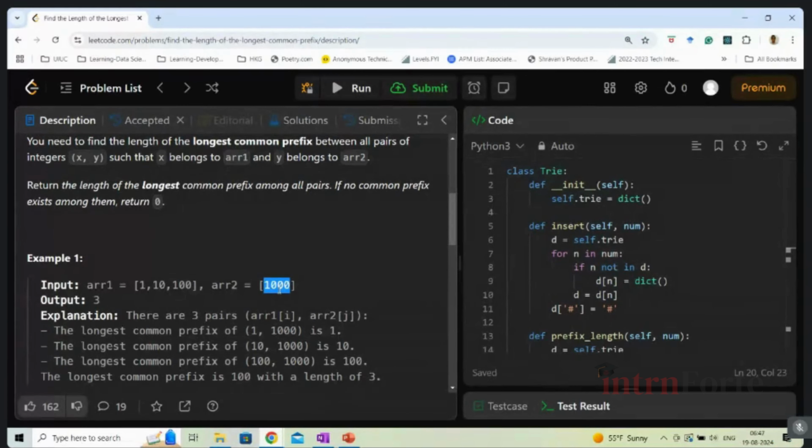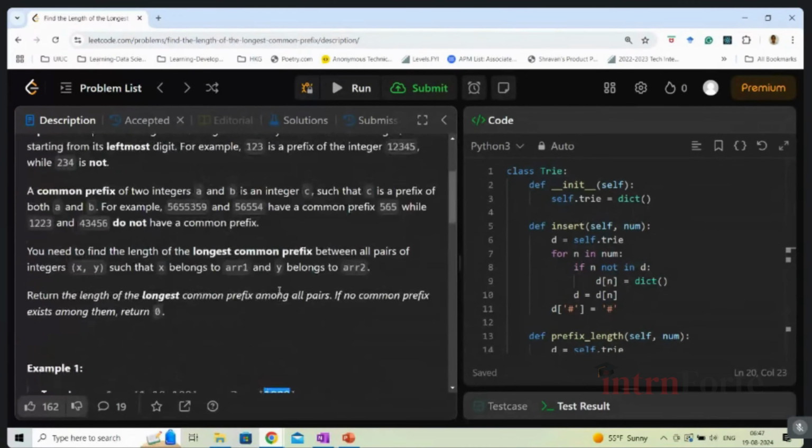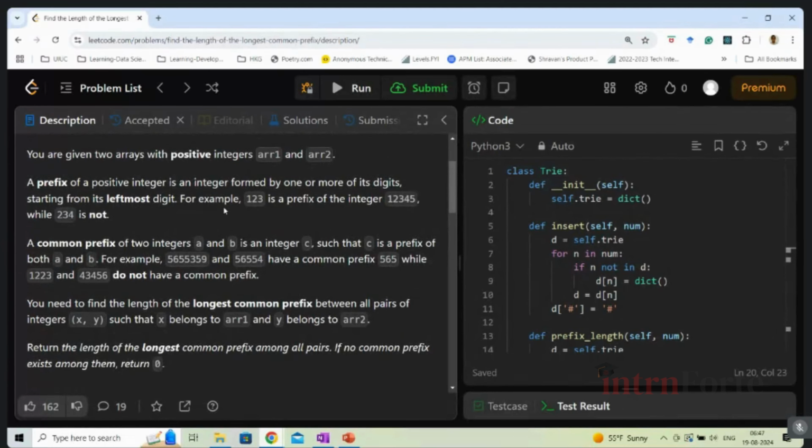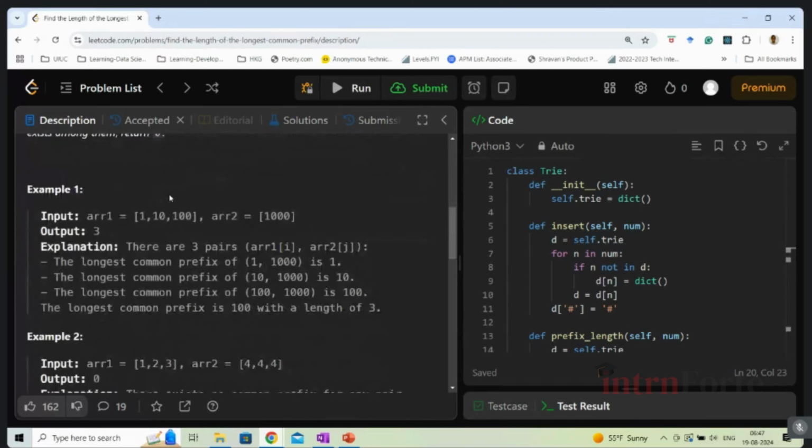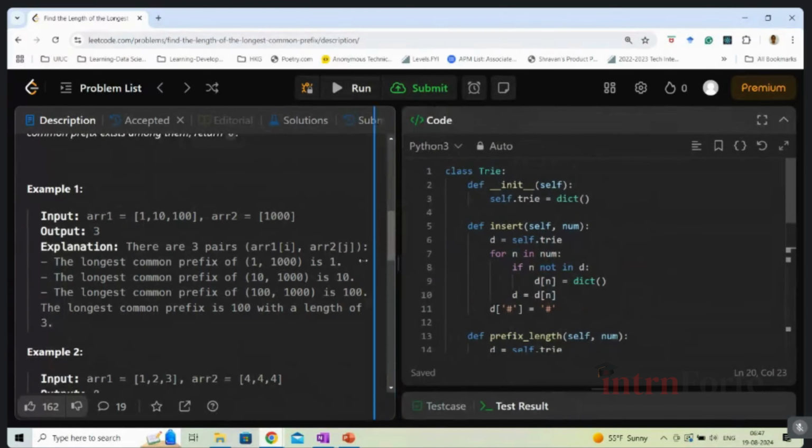Now, when we're doing this comparison, from the information they've given, we have to treat it like a string, right? They're saying that we start from the leftmost digit and one or more digits which are common between the two will become the common prefix, right? So we have to treat each one as a string and then compare the longest common prefix. All right. So that's exactly what we're going to do.